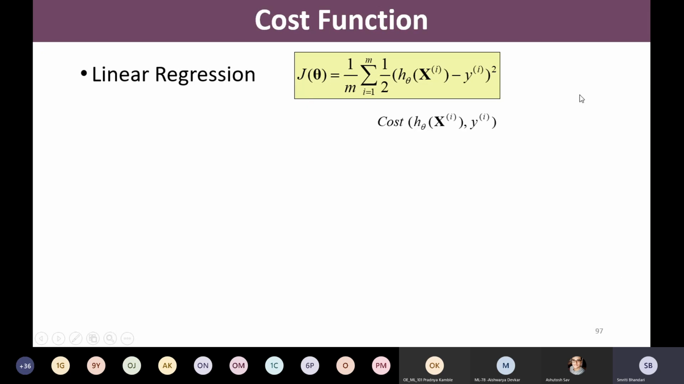Now we are going to define this part as a function cost of h theta xi, yi. For logistic regression, we are not going to make use of the same cost function as that of linear regression, but we are going to define our own new cost function for logistic regression. We denote our cost function here as cost of h theta xi, yi.